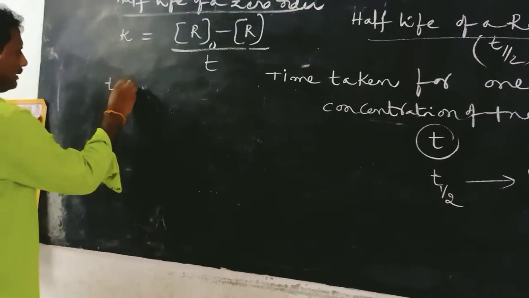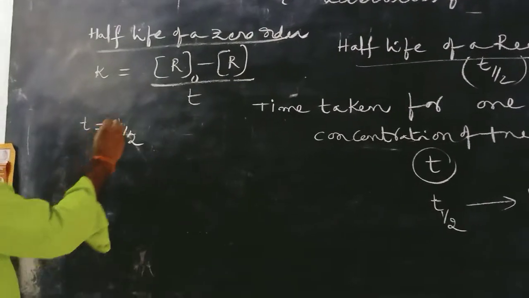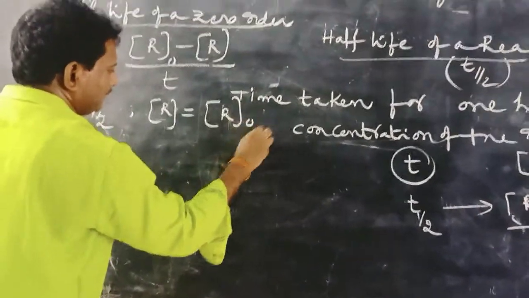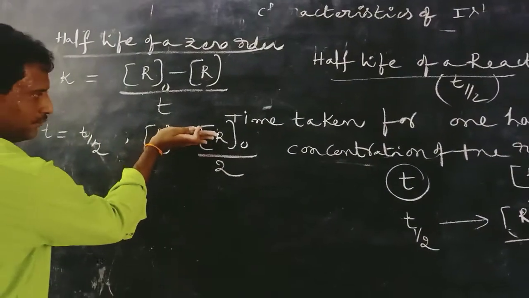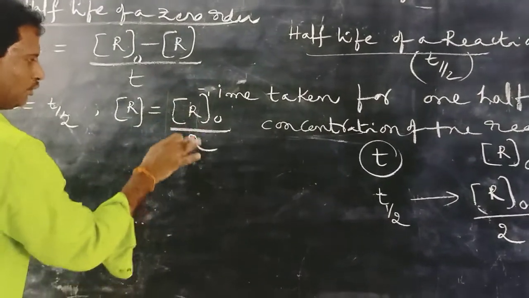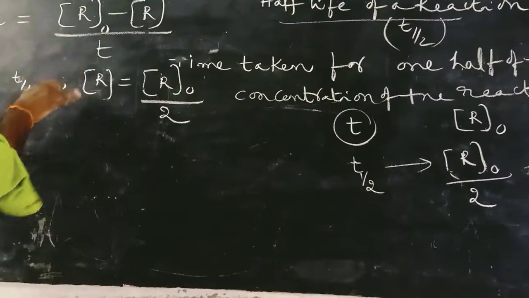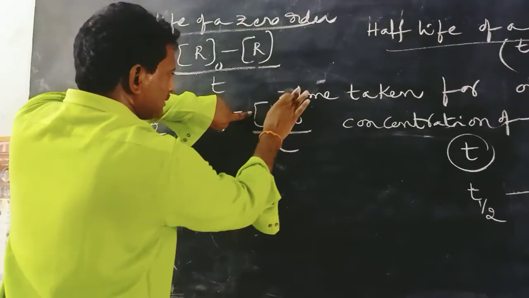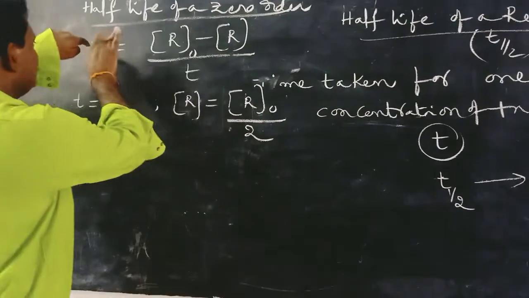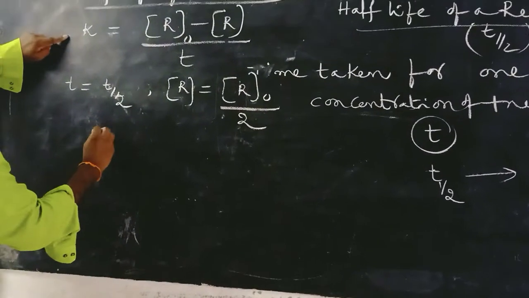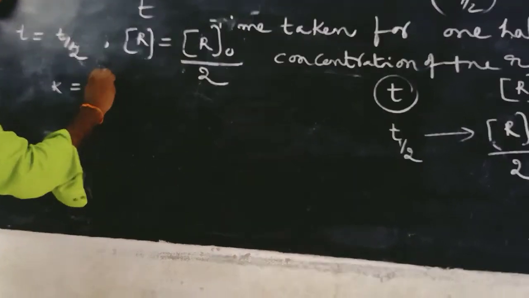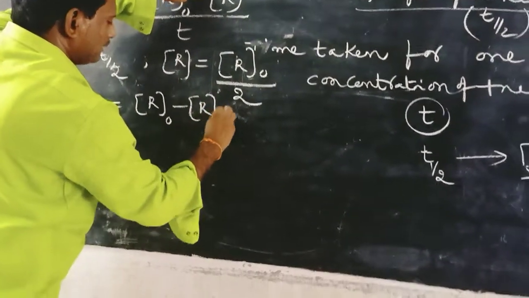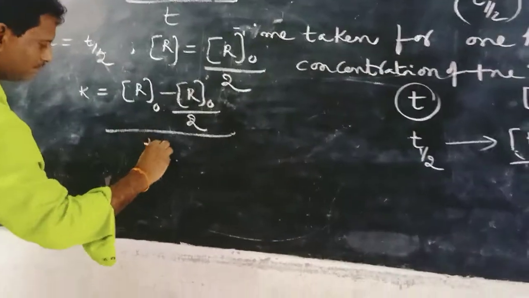At t = t₁/₂, the concentration of [R] is equal to [R]₀/2. That means the initial concentration of the reactant is reduced to half. Substituting t = t₁/₂ and [R] = [R]₀/2 in this equation, it changes to k = ([R]₀ - [R]₀/2)/t₁/₂.